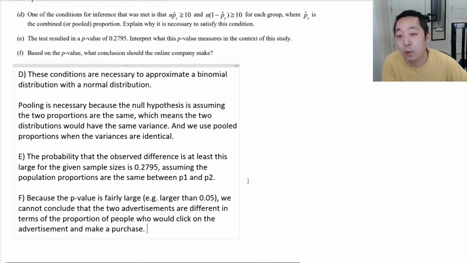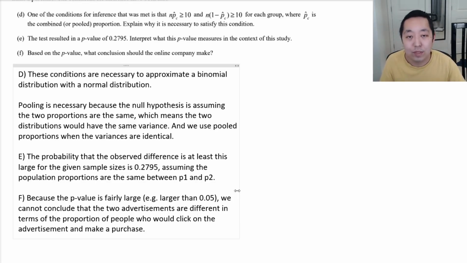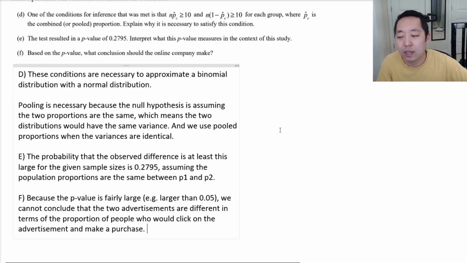Okay, that's very important. You do not want to say that you have evidence to say that they are the same. That would not be correct, because in the calculations, we've already assumed that they were the same proportion. So that line of reasoning can't prove that.